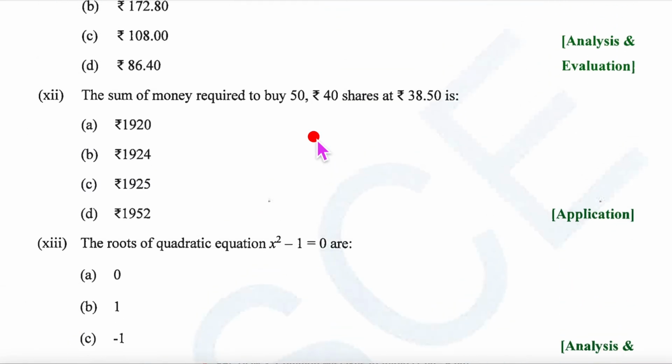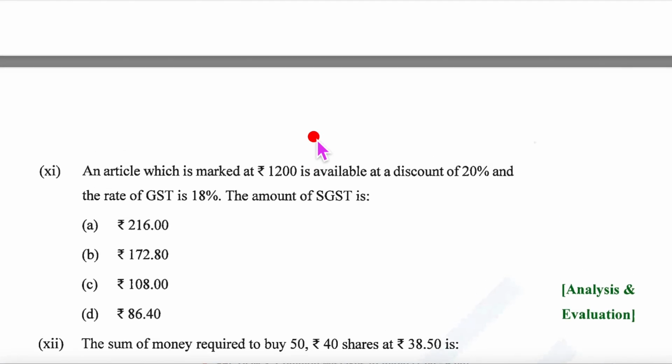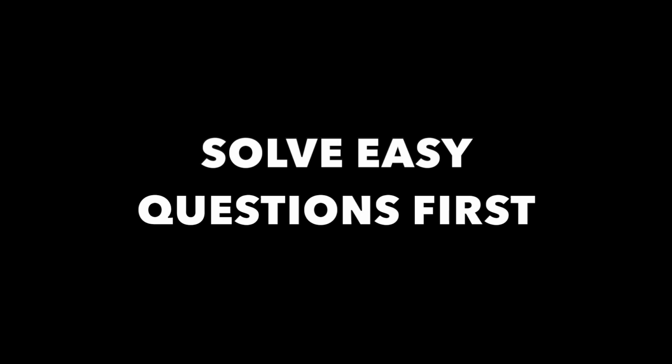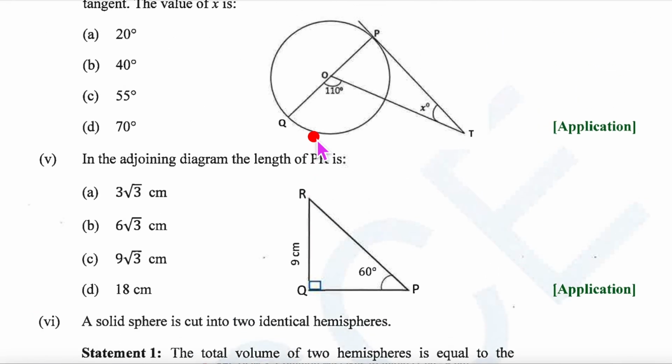The next strategy, the step number 4, is going to be plan your approach. Plan to solve easy questions first to make sure that you get full marks. Point number 2, plan time to solve the 2 sections.